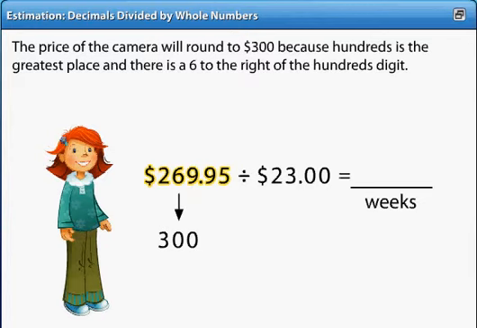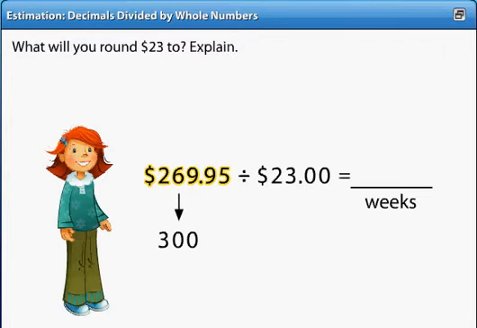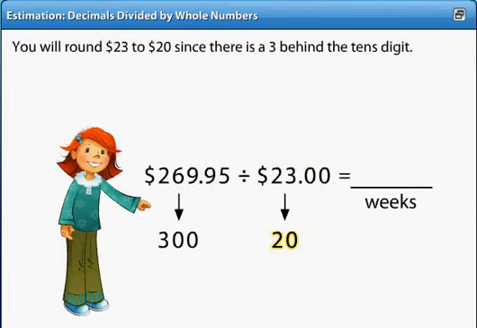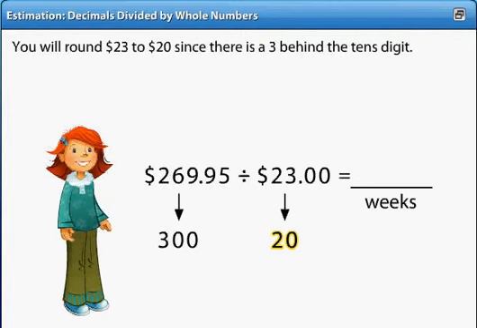Now they have the choice because 20 and 25 are both compatible to 300. They're friendly numbers. But the better choice really is 25 because it's closest to the exact. Let's see what they do. What will you round $23 to? You will round $23 to $20 since there is a 3 behind the tens digit. You can see that they did it different than I did. Both ways are acceptable. Sometimes the estimation part is hard for you guys because there is some flexibility.